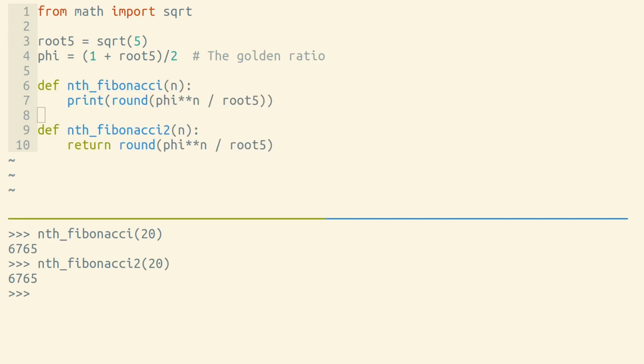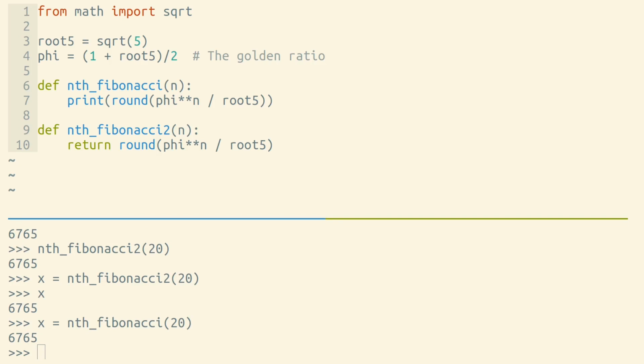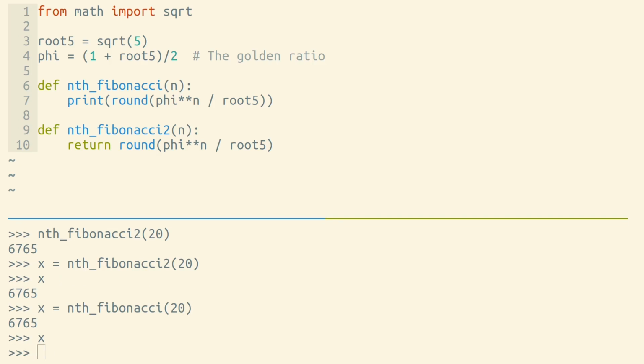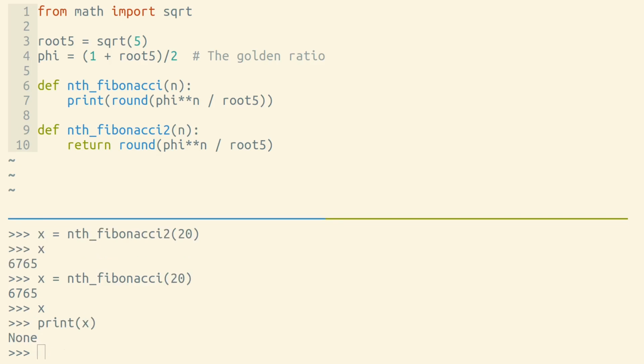If we assign a variable to the output of these functions, we'll see what's going on a little bit more clearly. If we point the variable x to the output of the second function, we'll see that x captures its return value. If we point the variable x to the output of the first function, we'll see that something is printed out, but x doesn't seem to have a value. The value of x is None, which is the default function return value.